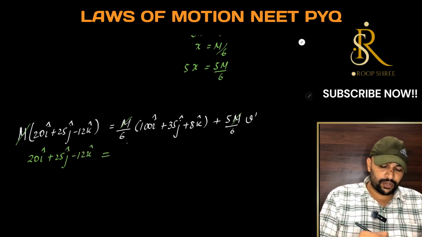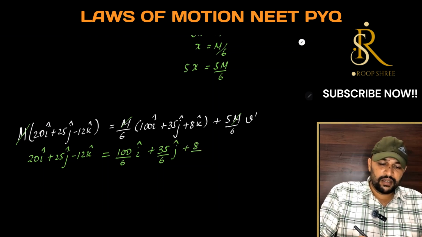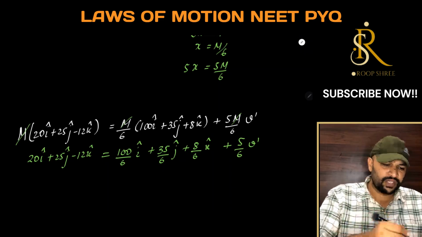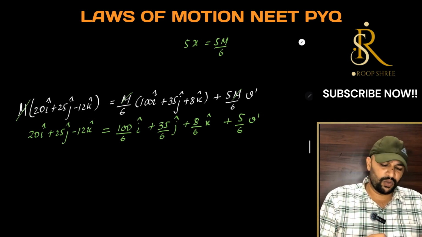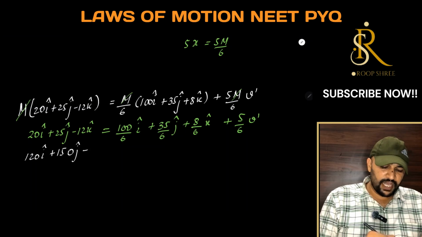That must be equal to 100 by 6 i, 35 by 6 j and 8 by 6 k plus 5 by 6 v dash. Just to make it a little simpler, let's multiply the whole equation by 6 also, so that this denominator 6 will go away, right? So this will become 120 i cap, this will become 6 5s are 30, 6 2s are 12 and 3 is 15, 150 j cap, and this will become 72 k cap, right?